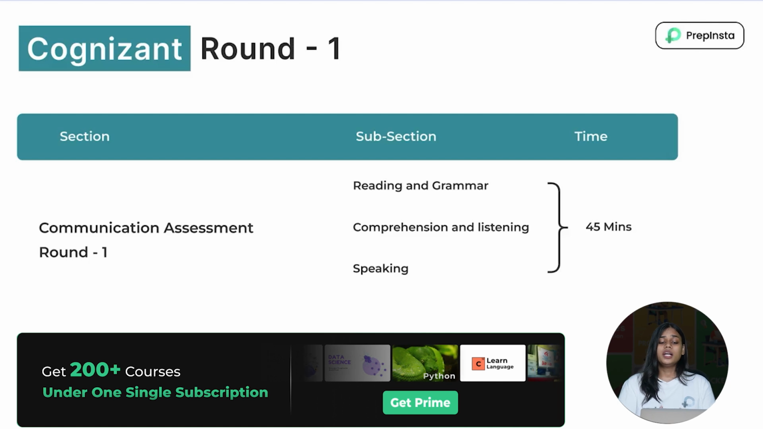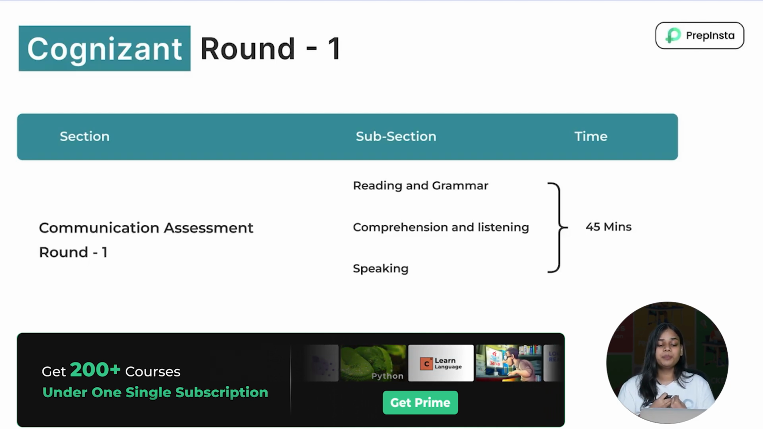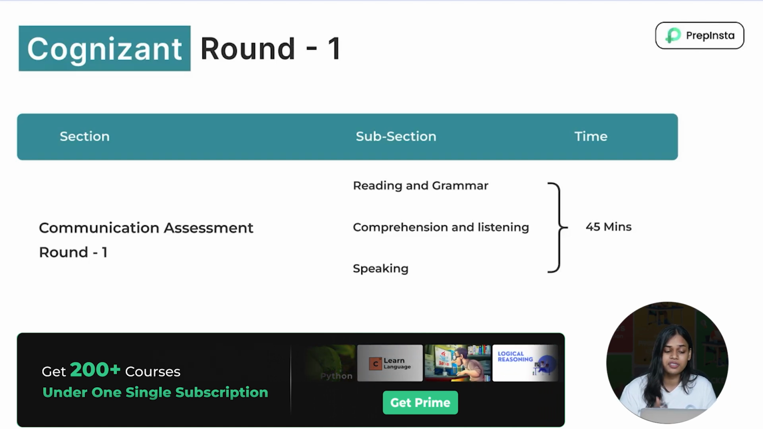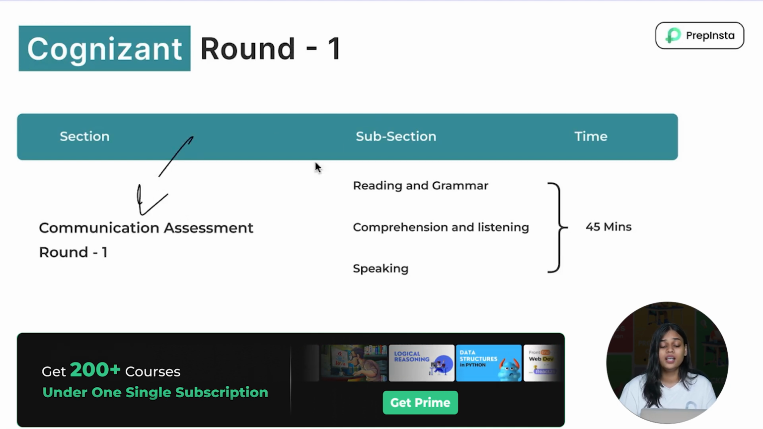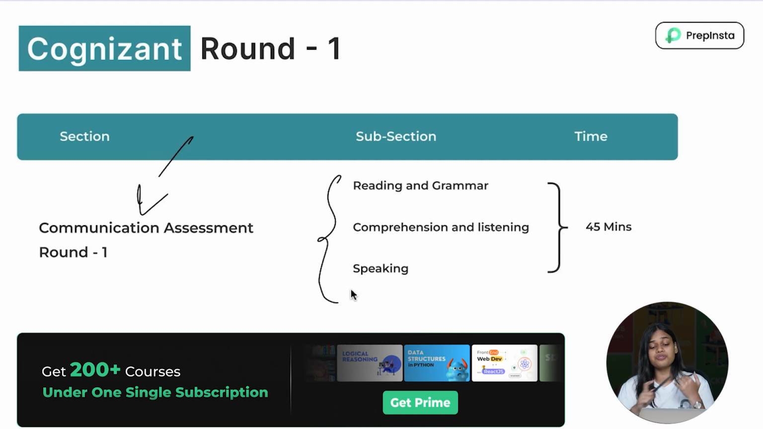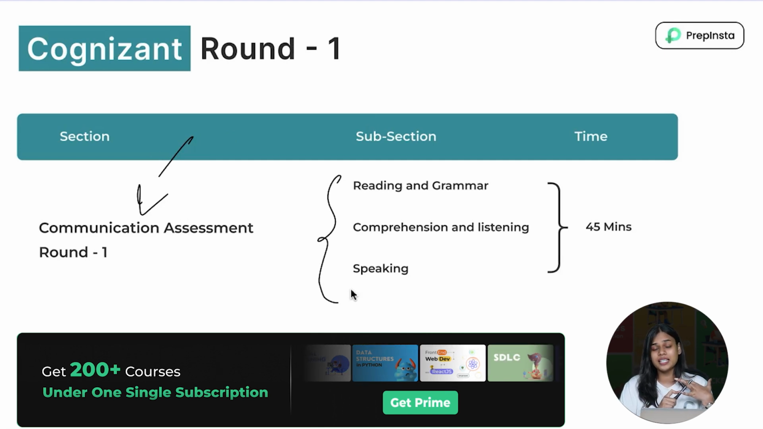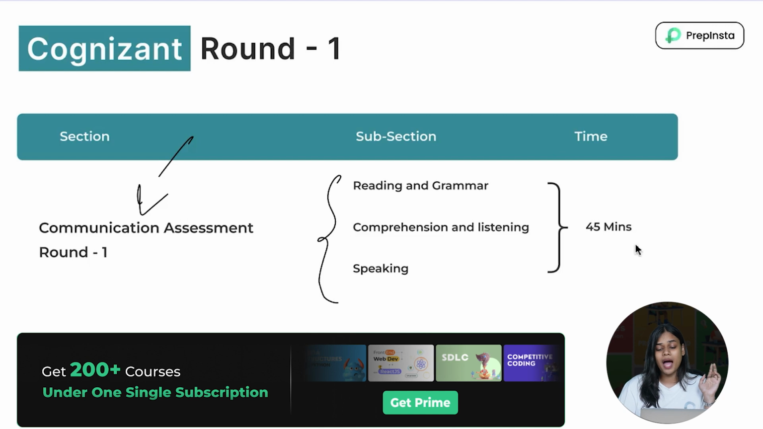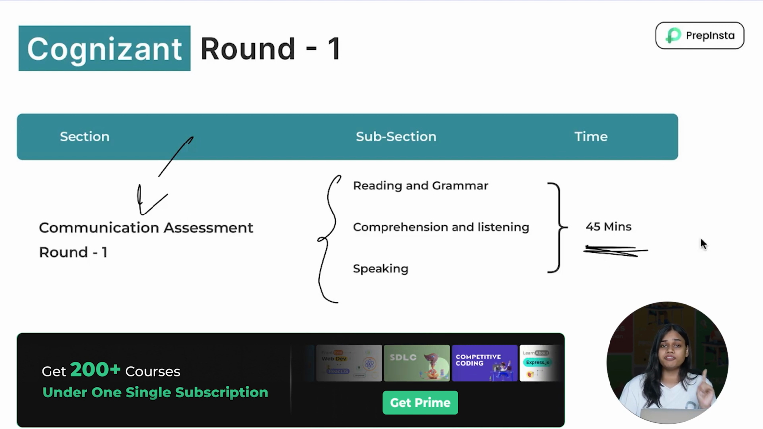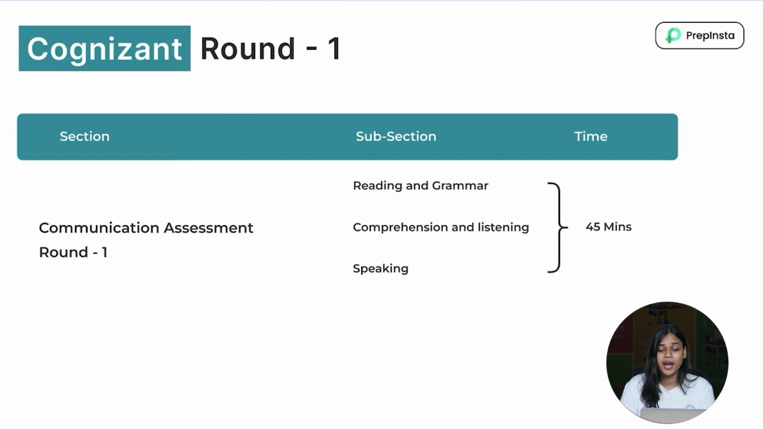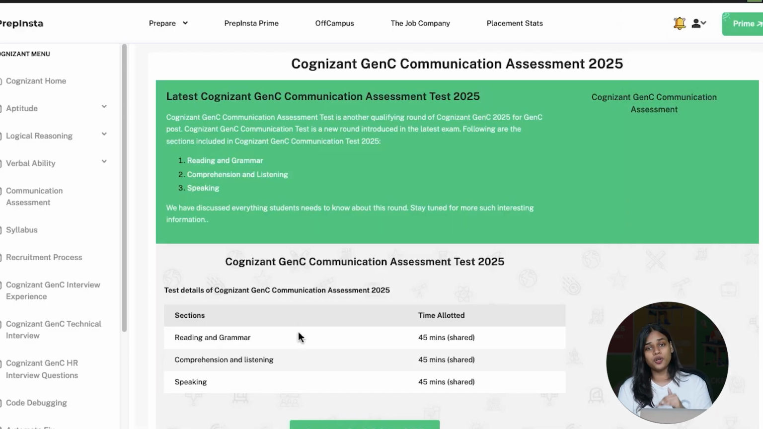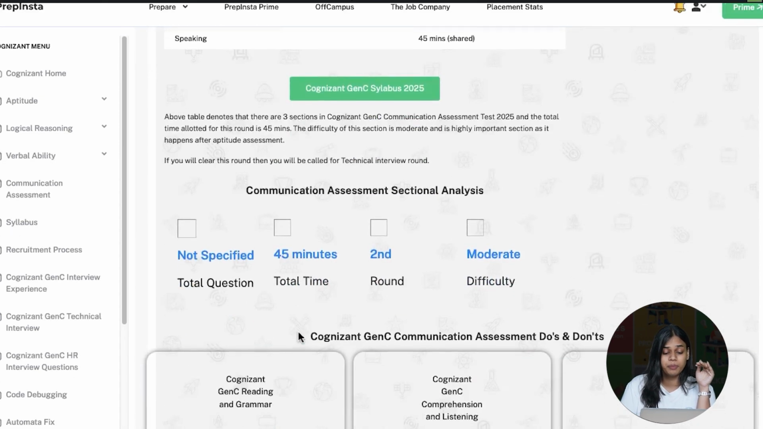Okay. Now, diving deep into the information of the sections and the subsections, the first round, which is the communication assessment round. All right. And you have three subsections: reading and grammar, comprehension and listening, and speaking, which will span up to a time limit of 45 minutes. All right, that's going to be your time limit. How are you going to prepare for this? You can come onto prepinsta.com and get all of the information right here.